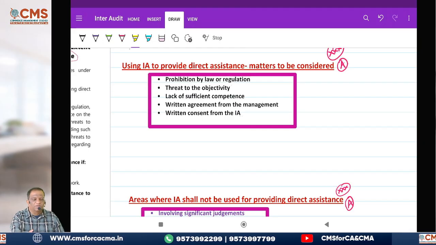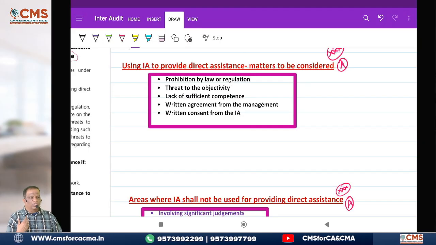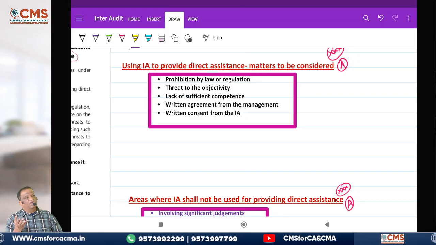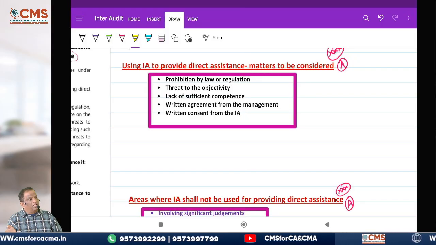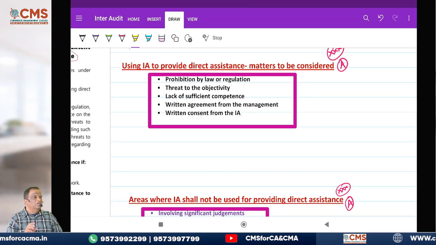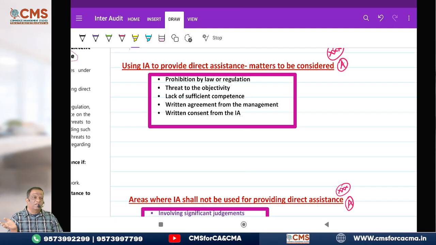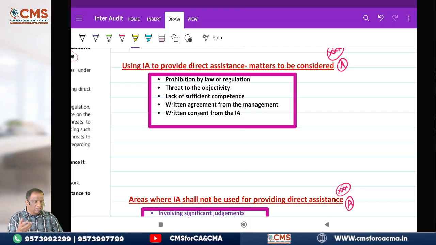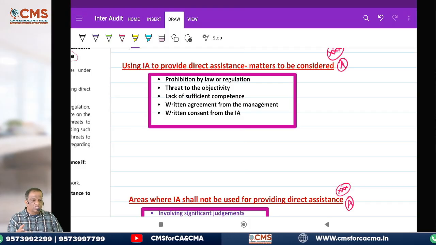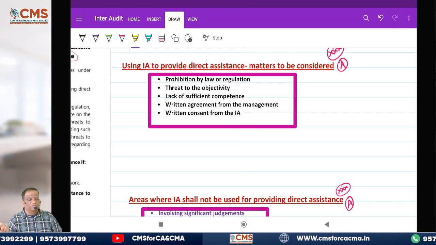And then, written agreement from the management. That is, I may want to use him, but since the payments to that person are made by the management, it should be okay for me to use them. So I have to take the permission of the management, because when they have hired them, they may have a different plan. I can't divert it. Because I'm not paying the internal auditor, that's why I need a written consent from the management.